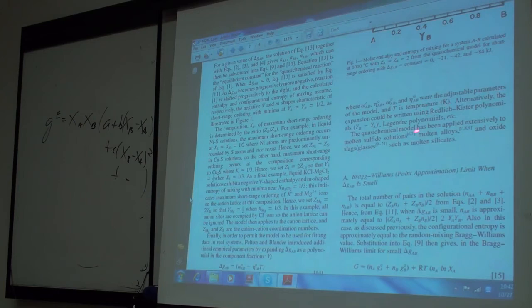Alternatively, the expansion could be written using a Redlich-Kister polynomial, YB minus YA, Legendre polynomial, whatever you could do, Redlich-Kister expansion as well.